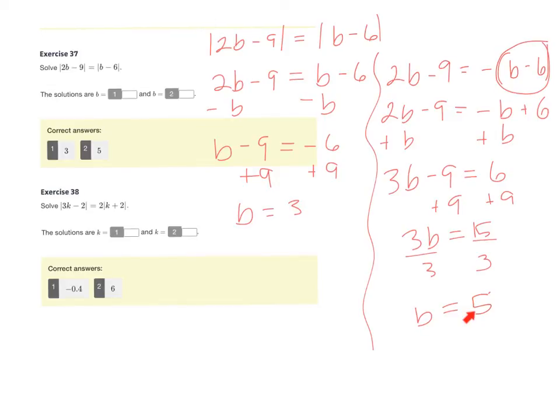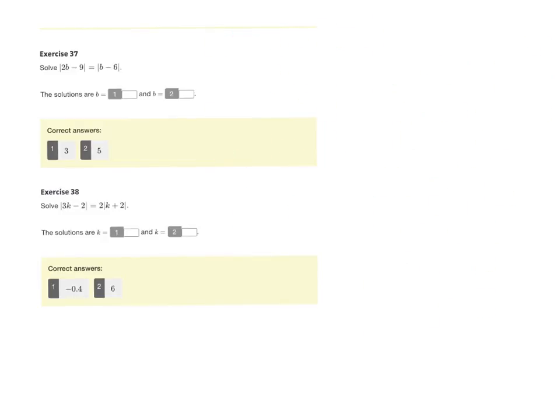When we check 5, now let's check 3. 2 times 3 is 6. 6 minus 9 is negative 3. The absolute value of negative 3 is positive 3. 3 minus 6 is negative 3. The absolute value of negative 3 is positive 3. So that's how you do 37. Let me clean this up and we'll do 38.